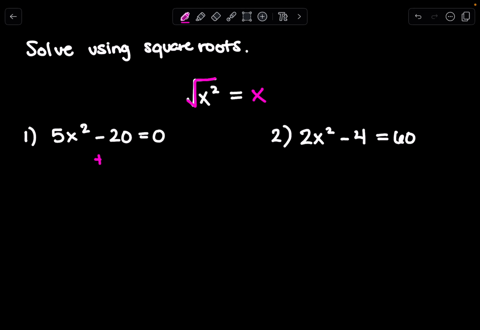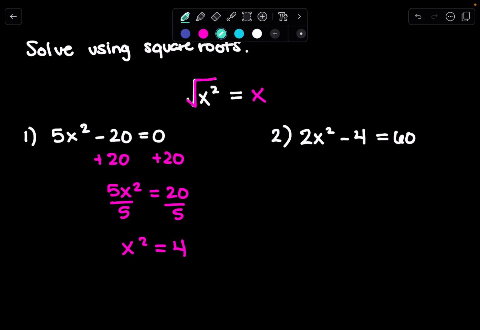So on number 1, the very first thing I'm going to do is I'm going to move the 20 over. So I've got 5x squared equals 20. And then I'm going to divide by 5. So x squared is going to be equal to 4. Now I'm going to go ahead and take the square roots on both sides.